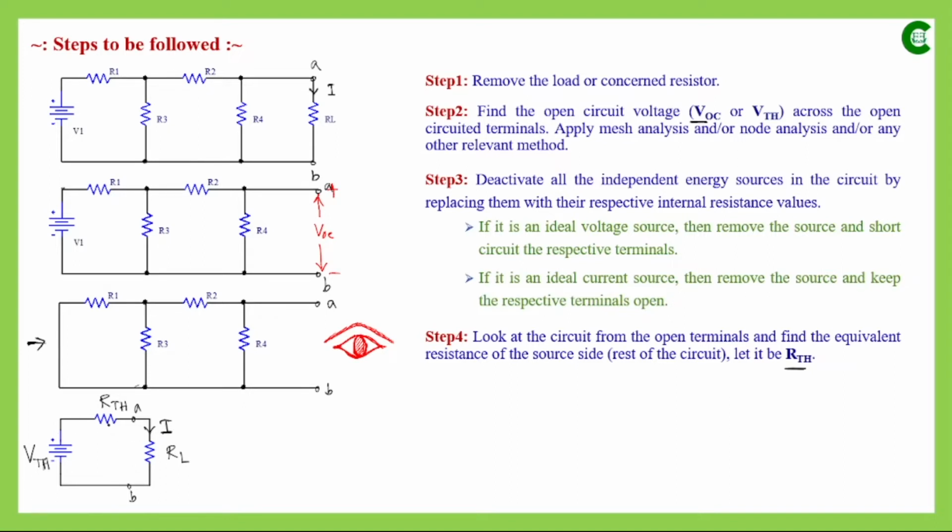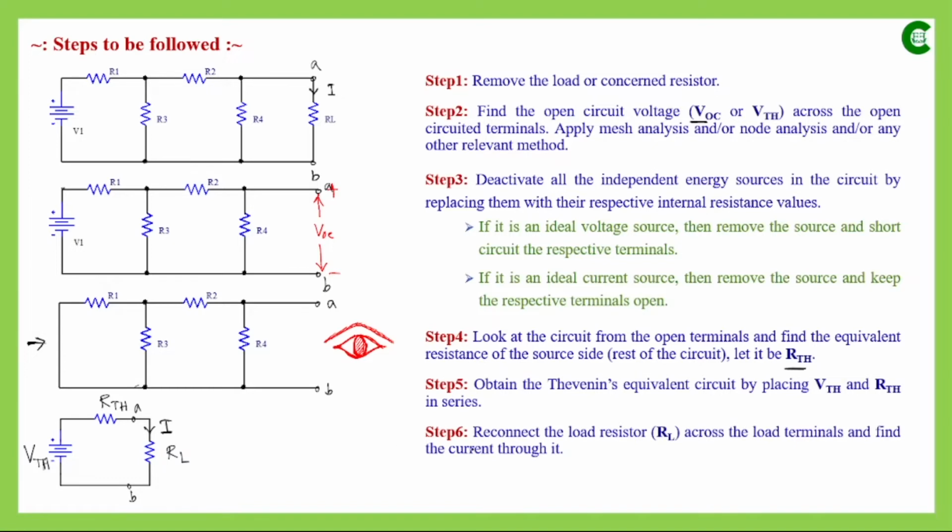So the equivalent resistance of these two resistors will be RTH plus RL, and the current value will be simply VTH divided by RTH plus RL. So in step 5, what we will do is connect this VTH and RTH, and then reconnect RL in the next step, and then we will find out the current value.